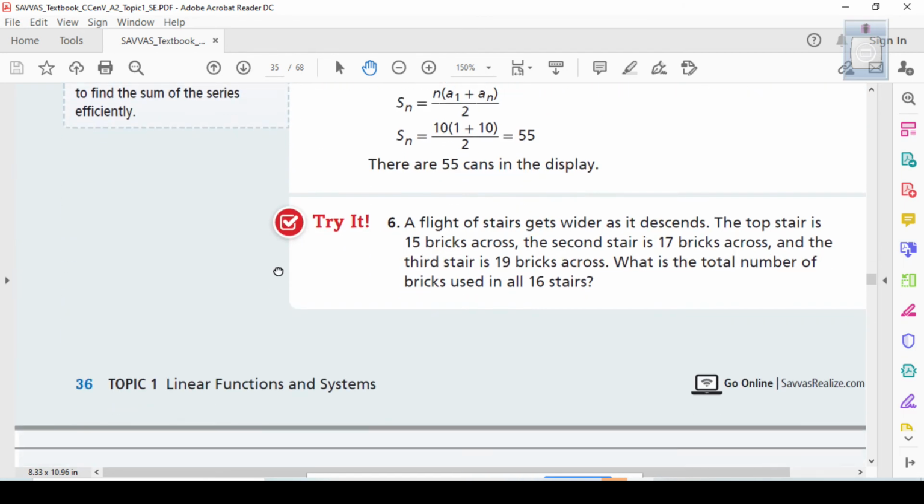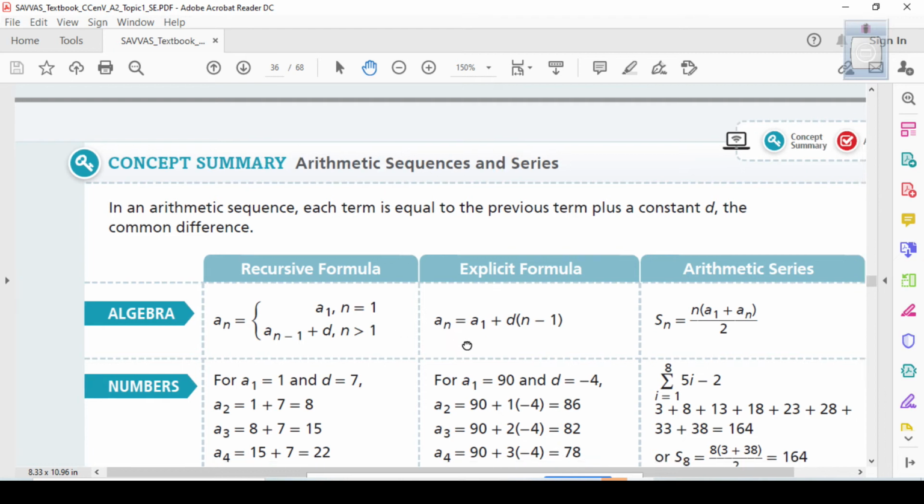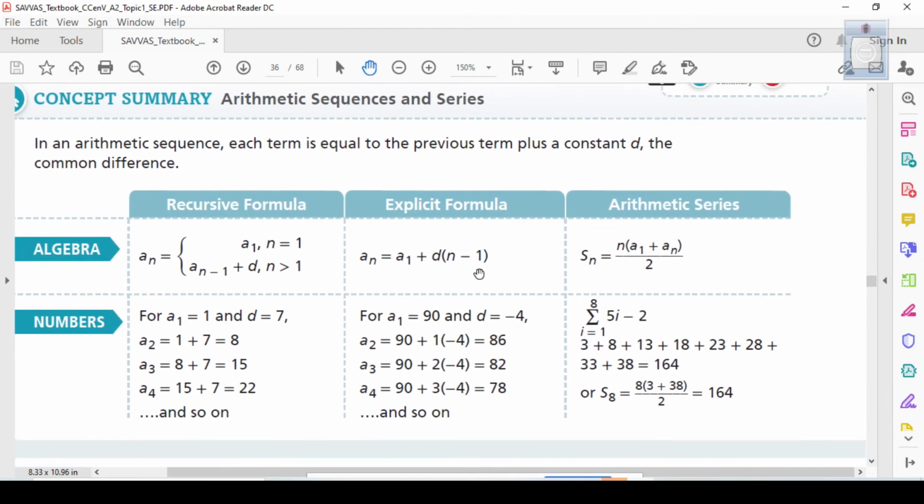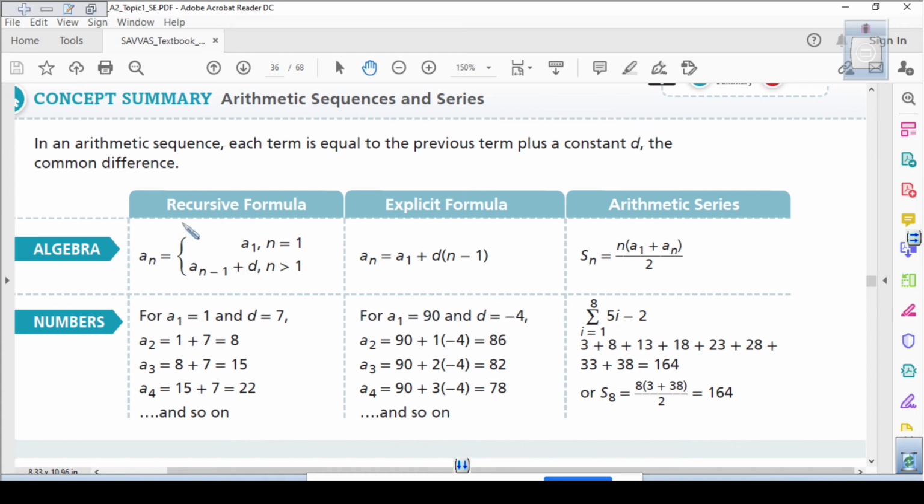Okay, here we go. Let's focus on this one here, the concept summary. Recursive, we talked about recursive. So let's focus on this side here. Recursive is, once again, you look behind you, one person, n minus 1, plus the difference between you. Here's an example. If a sub 1 equals 1, if the first term equals 1, and the distance is 7, well, you could do a sub 2, a sub 3.